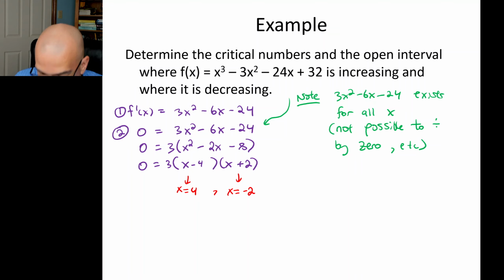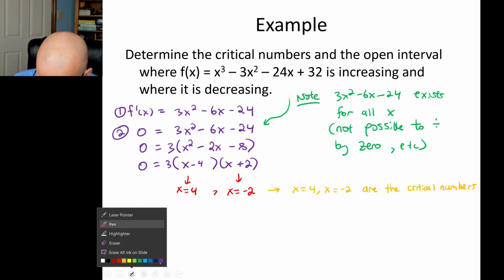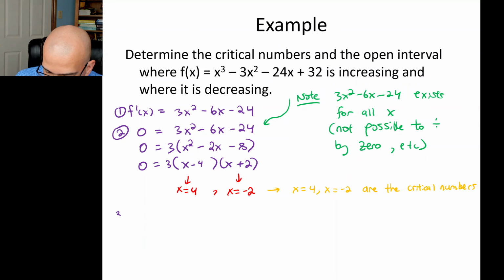Okay, now we have our solutions. We have our x coordinates. So we can answer part of the question. x equals 4, x equals -2 are the critical numbers. Now we have to figure out where is the function increasing, where is the function decreasing. So I'm going to make a number line.